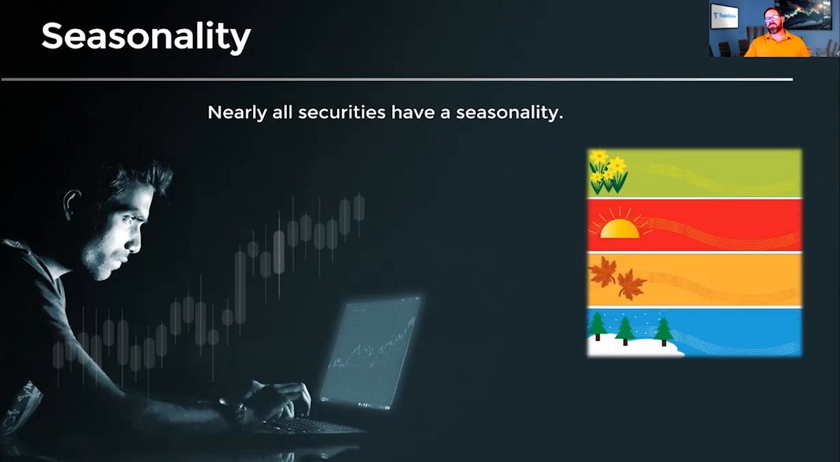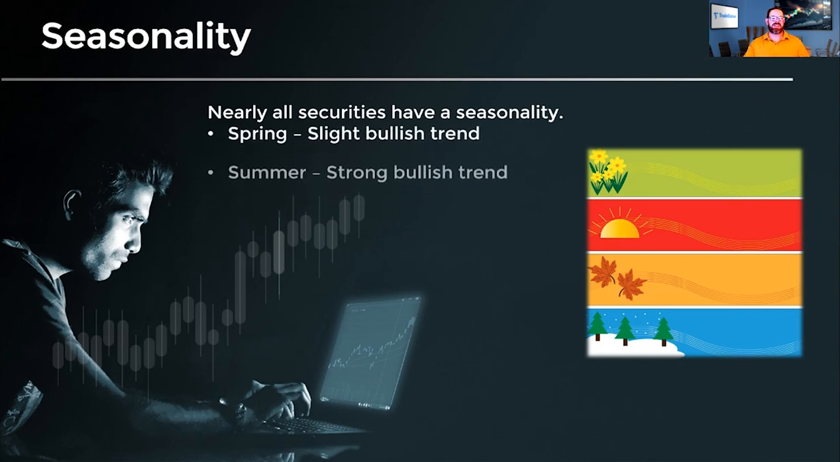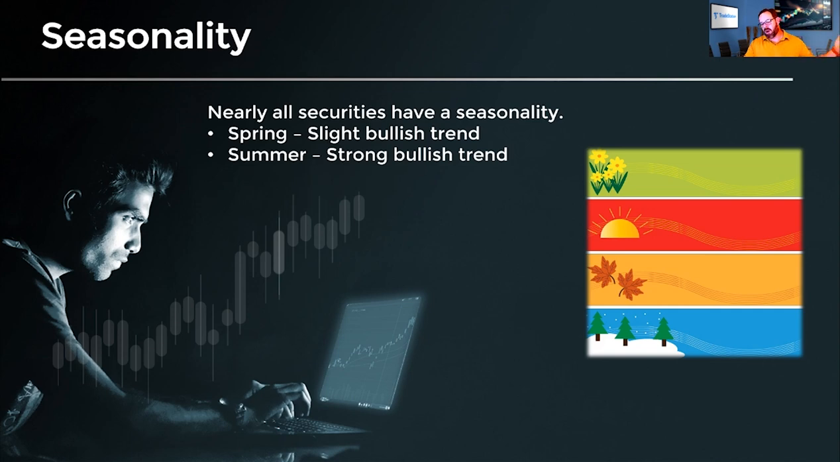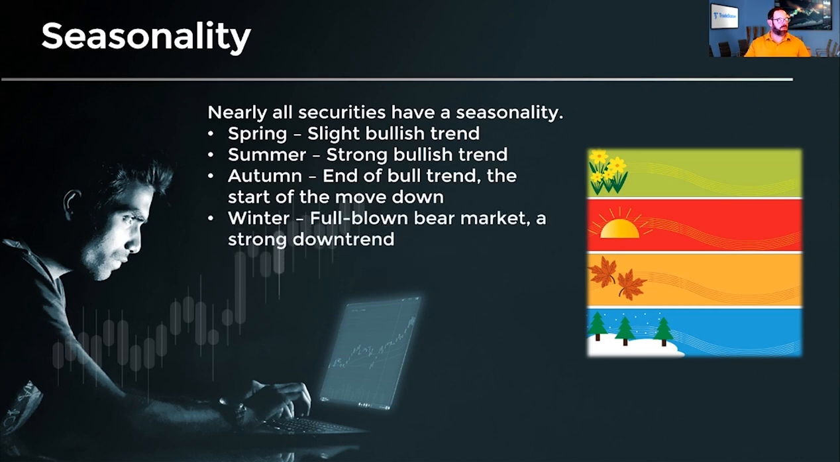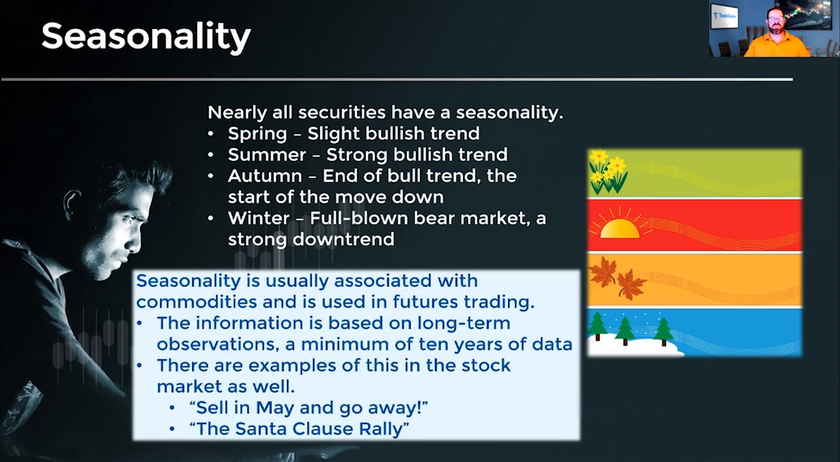So nearly every security has a seasonal move to it. As I said before, spring is that slightly bullish trend. Summer is where the full-on bull trend is going. You got the end of the bull trend, the start of the turn to the downside for autumn. And then you have the full-blown bear market, which is winter, as things are moving down. So mostly commodities are seasonal, but other things can be too.